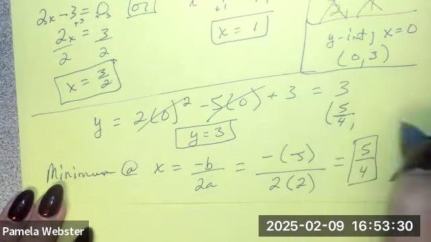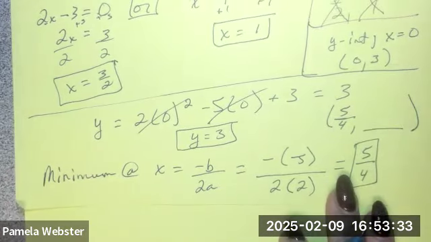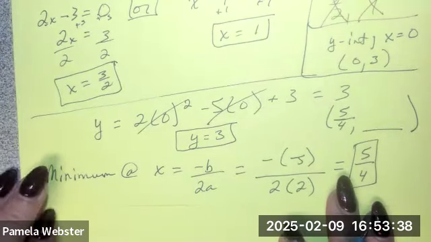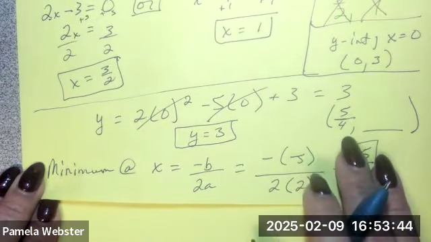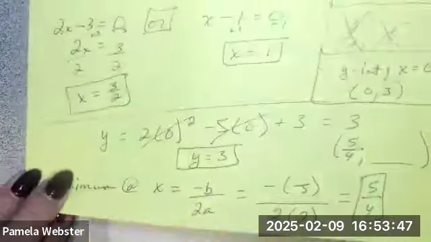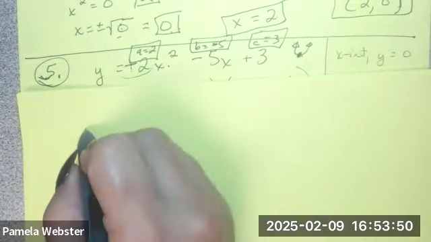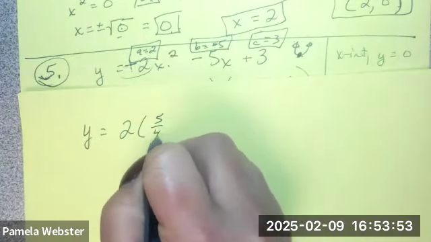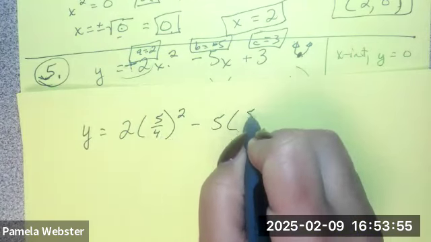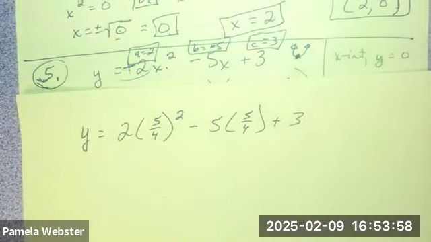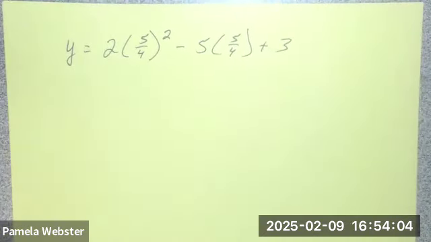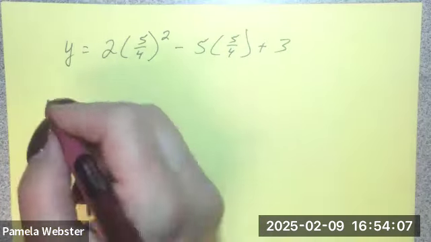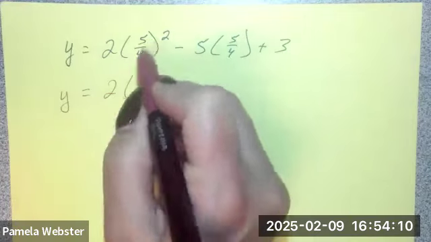That's the x value, right? And then we want to know what the total coordinate pair is. If you want to know that, how do you do that? Remind me. I'm hearing in my head that you go back and plug in 5/4. So y equals 2 times 5/4 squared minus 5 times 5/4 plus 3. That's how you figure out the y value: plug in your x value. Absolutely.